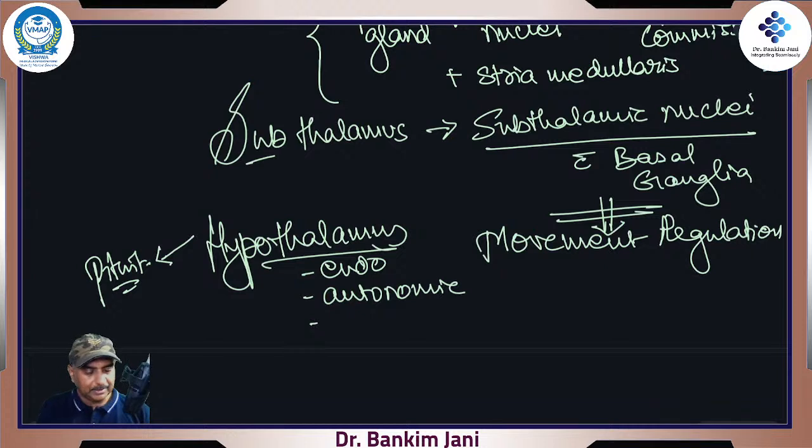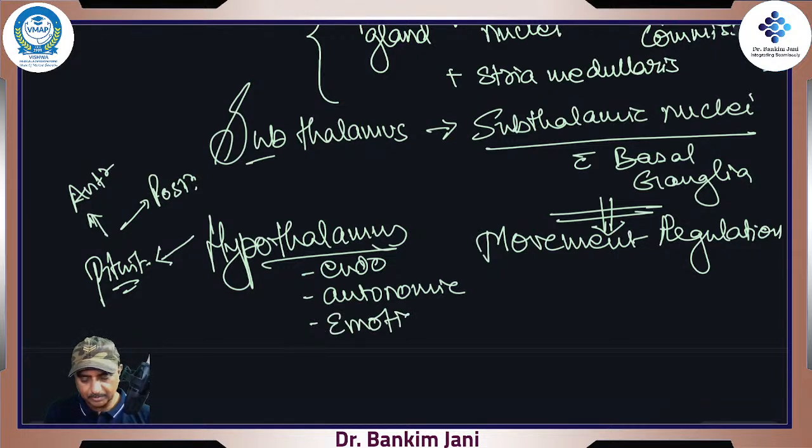And on this side, there would be antidiuretic hormone and oxytocin. So we have the anterior pituitary and the posterior pituitary: anterior pituitary is adenohypophysis and posterior pituitary is neurohypophysis. But the controller is hypothalamus. So endocrine, then autonomic nervous system, and emotions, hunger, all those things are part and parcel of what is handled by hypothalamus.